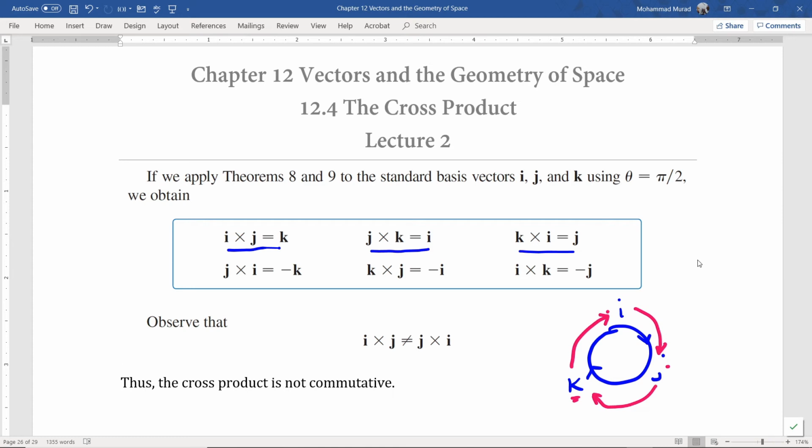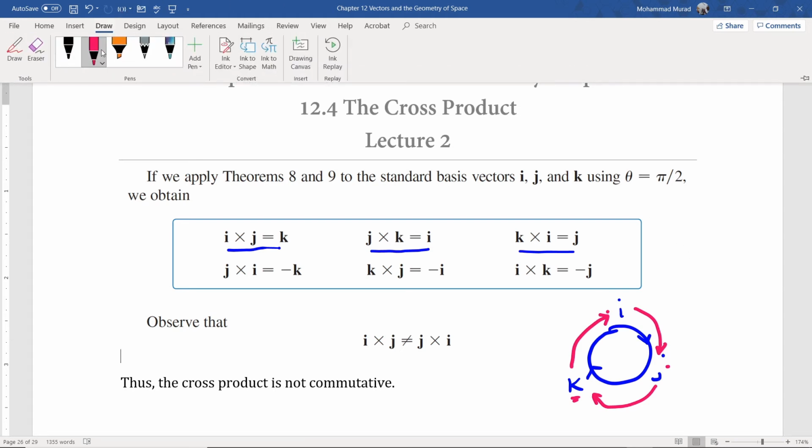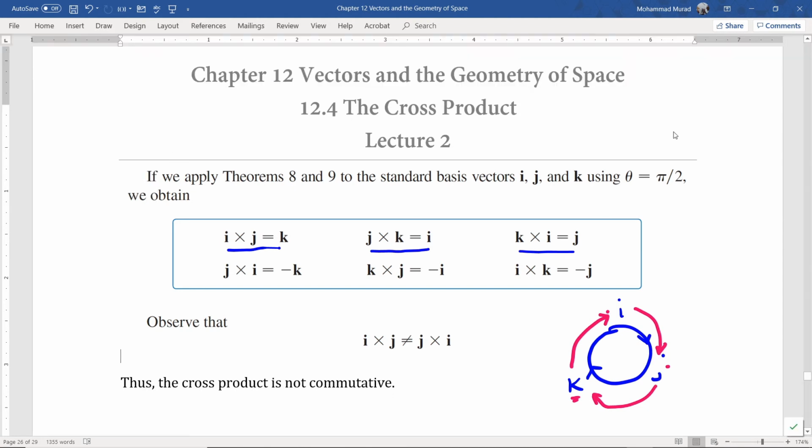Similarly, if we calculate the cross product of j with i, j cross i, we get negative k, and k cross j is negative i, and i cross k is negative j. This can be easily remembered by the same figure. If we move counterclockwise, for example, j cross i, we get negative k, k cross j, we get negative i, and i cross k, we get negative j.